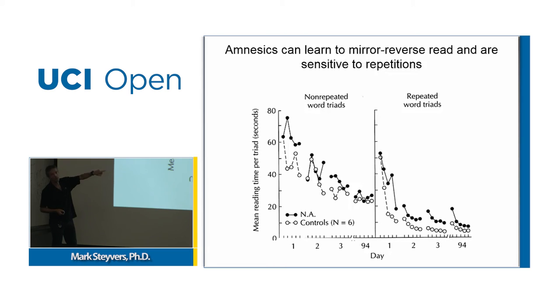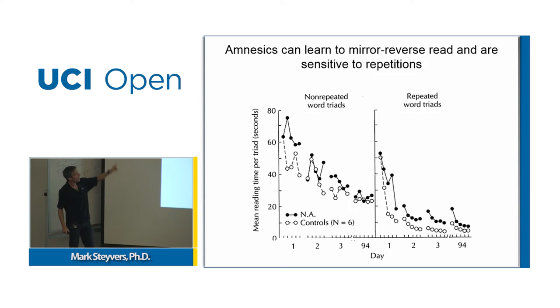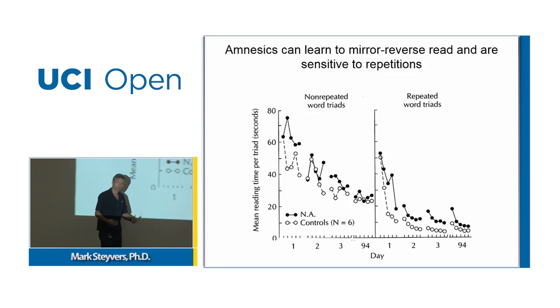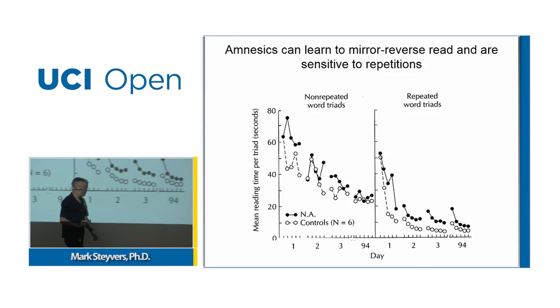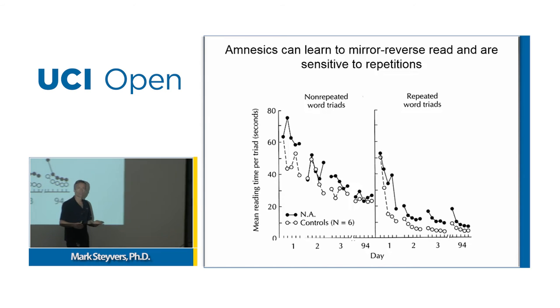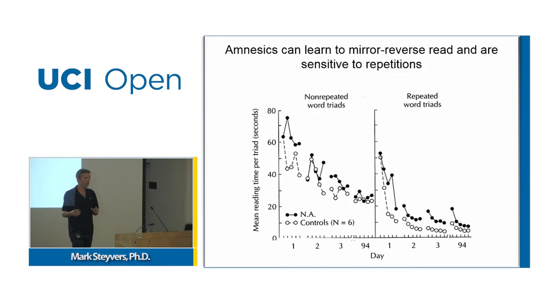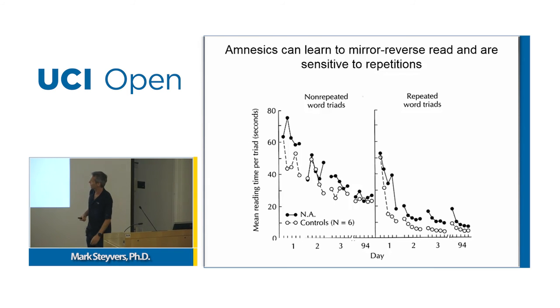Now, this graph charts the progress over time. In fact, over 94 days of training, imagine being in that experiment. The vertical axis measures the reading time per triad, per set of three. In the left panel, you see the performance for new words, words that you've never seen before. And you can see both the normal controls get better, as well as the Korsakoff patient. So the Korsakoff patient is learning a skill, the skill of mirror reverse reading. That's one remarkable finding. They learn the skill, and they have no memory that they're learning the skill. They have no memory of being in that very same experiment the previous day.